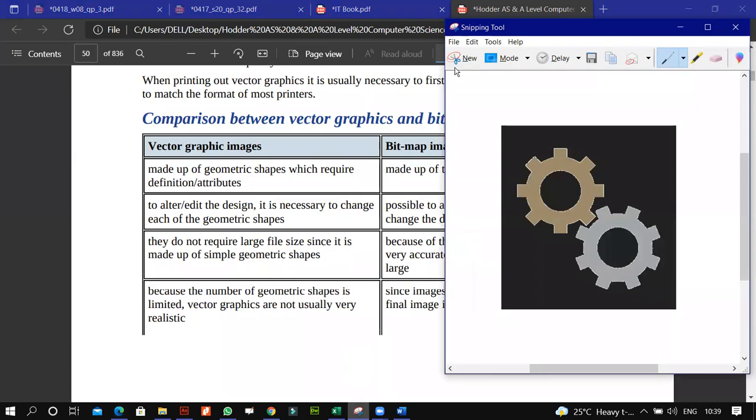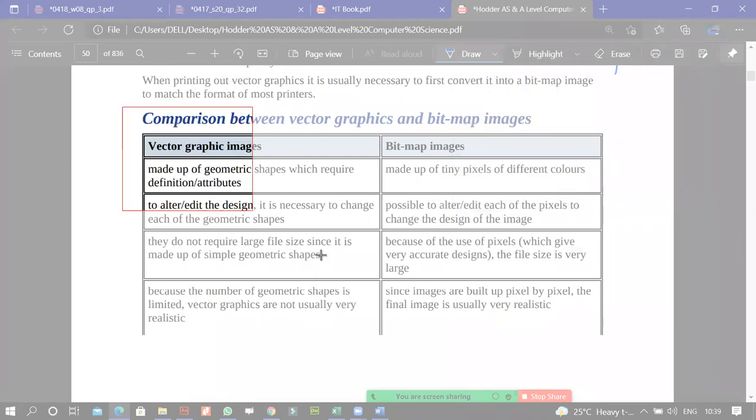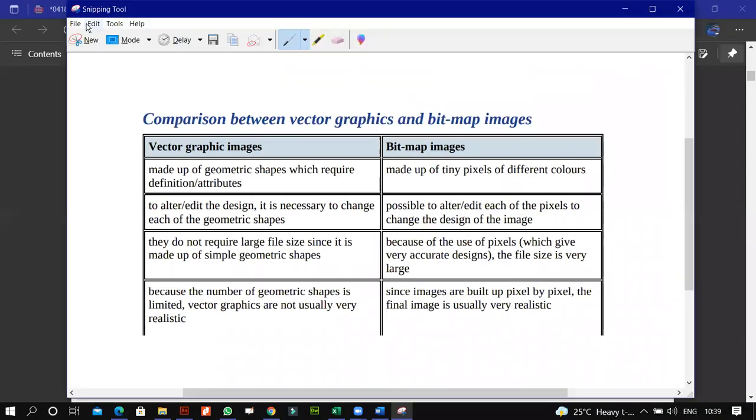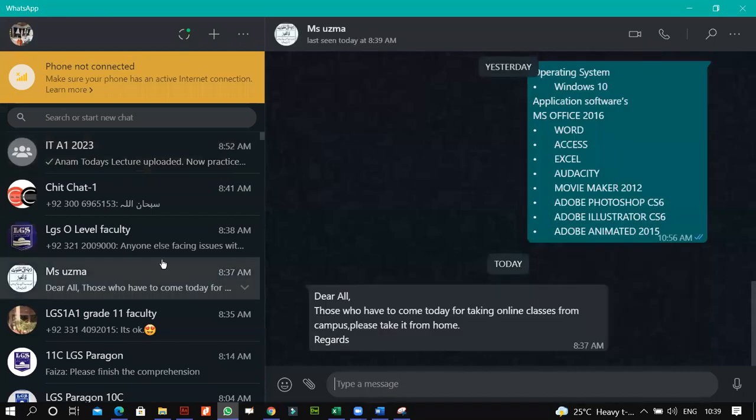In fact, what I can do is share this particular comparison with you in the group as well. It's really a very good comparison, so that we can remember. This is our class. This is IT.